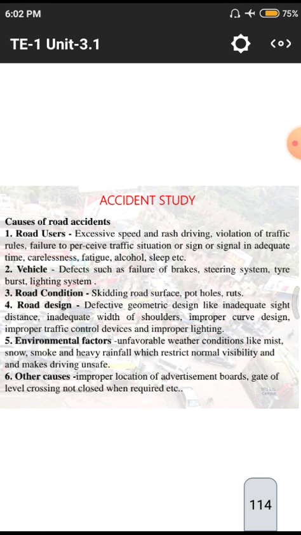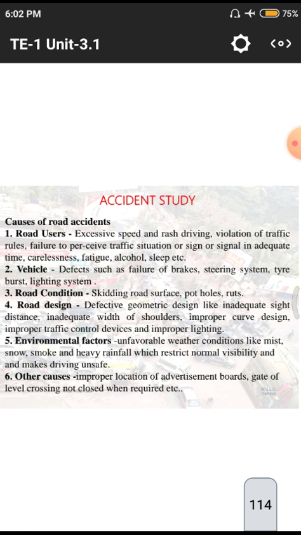Next one is improper curve design. That means whenever there is a curve, we need to maintain a proper amount of road with extra distance. And next one, improper traffic control devices and improper lighting systems.